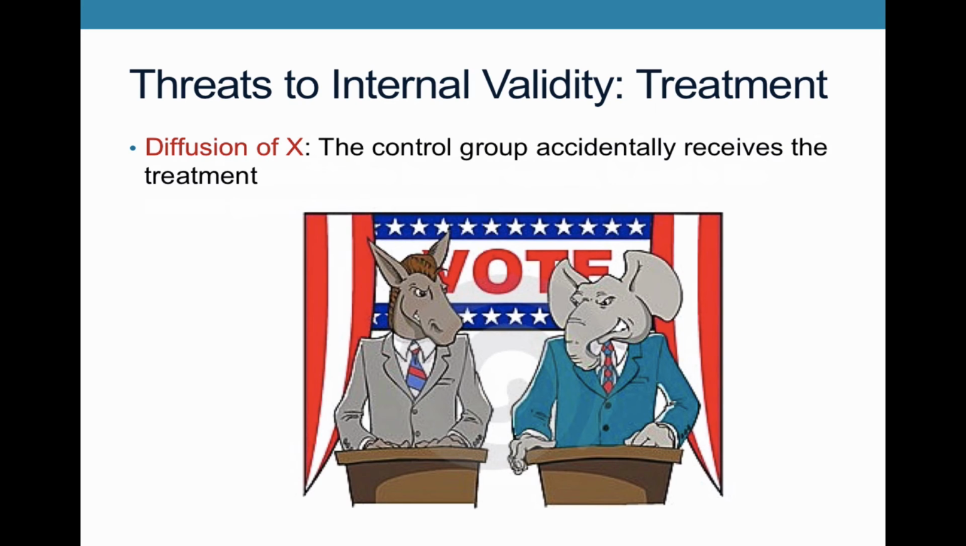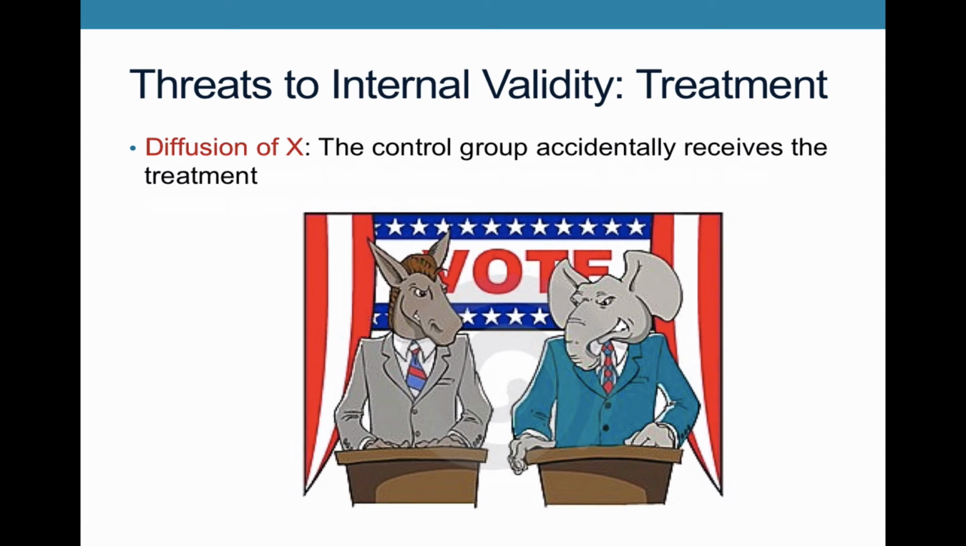Another factor could be diffusion of X. And this means that you have a diffusion of treatment. So somehow the control group accidentally receives treatment. And this could be something silly, like the researchers mix up the groups and they also give the control group the tape that has the ads on it.